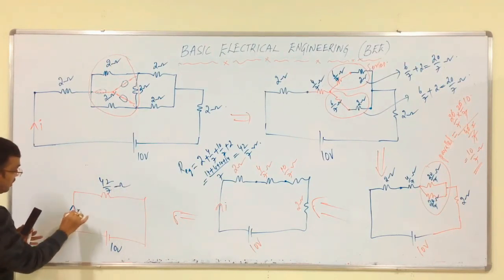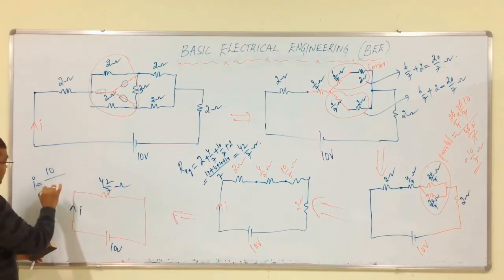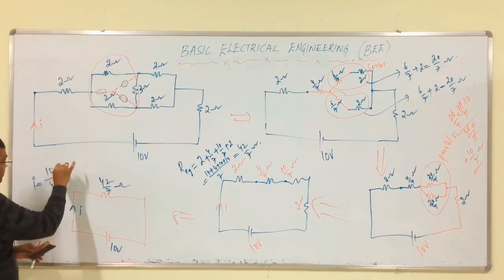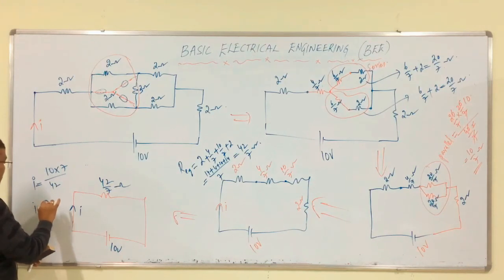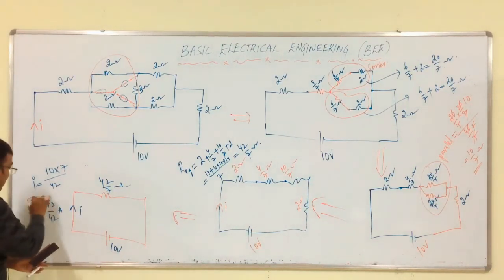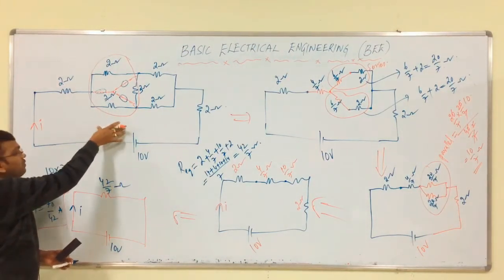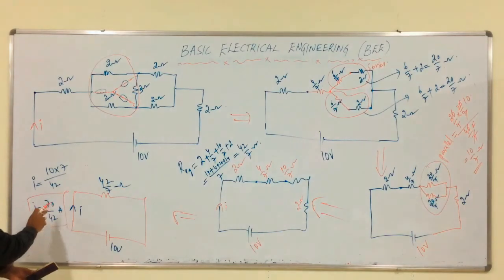We have to calculate I. So, from this I is equals to what? V by R equivalent, 42 by 7. I is equals to what? 70 by 42 amps. This is the required answer for us. So, finally, from the circuit we have to calculate the current, that is 70 by 42.